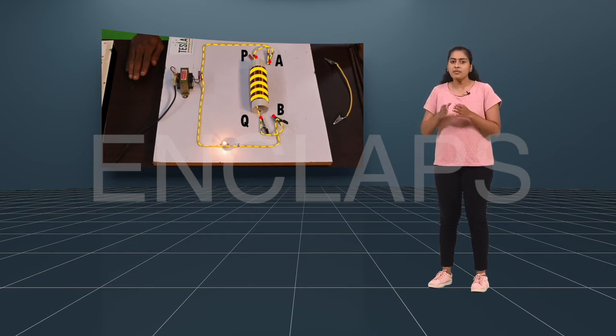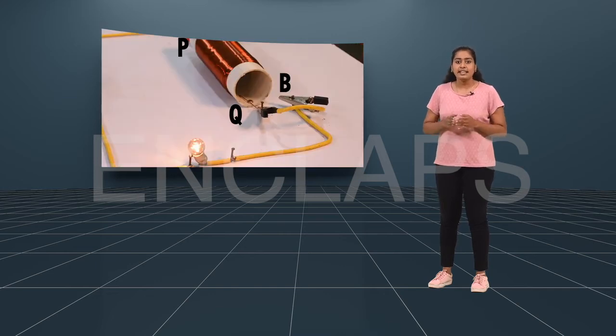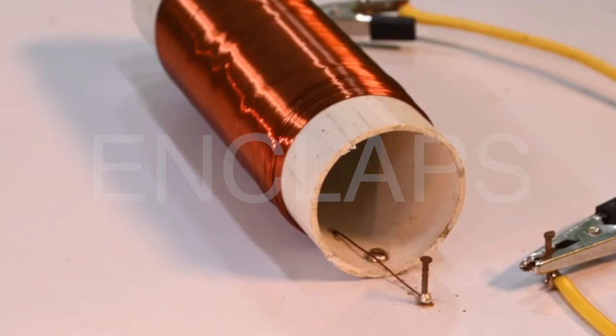The induced EMF is opposite to that of the applied EMF. This EMF is called a back EMF. So, the resultant EMF of the circuit decreases and hence the intensity of the bulb decreases. Have you ever heard of the core of a solenoid? Core is the inside space in a solenoid. Now, the core of the solenoid is filled with air. So, it is an air core solenoid.